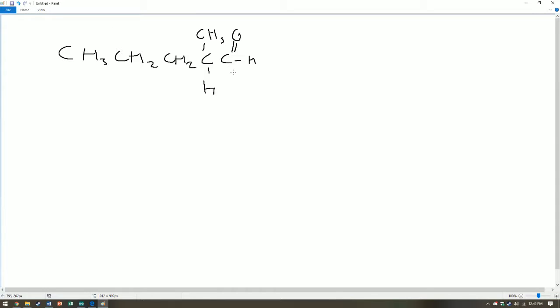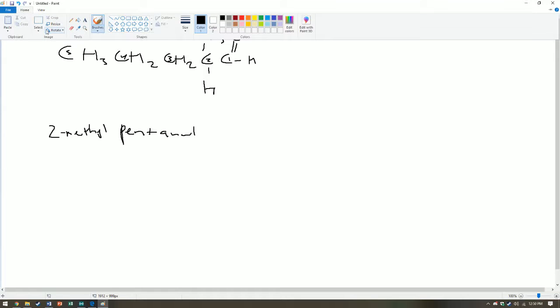So like always, first we locate the longest carbon chain. It would be 1, 2, 3, 4, 5. So this is a pent. And since this is an aldehyde functional group, it's pentanal, and then on carbon number 2, we notice this methyl branch, so it would be 2-methylpentanal. All right, perfect.